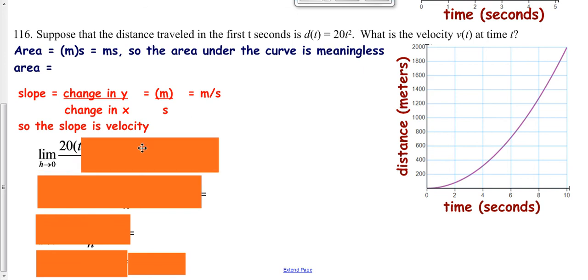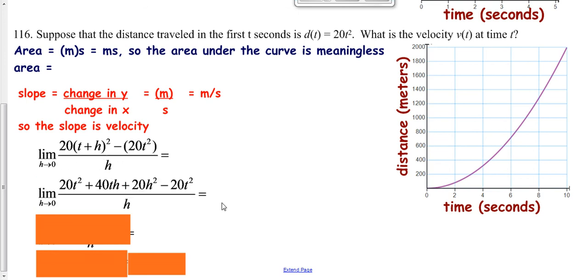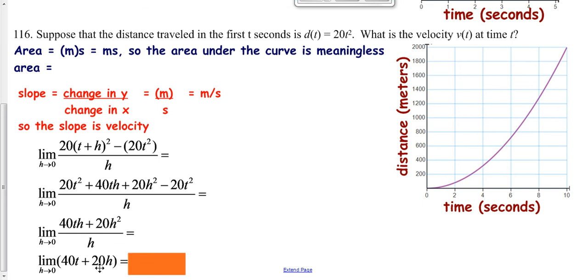So we've got to go to the limit of 20 times t plus h all squared minus our original function over h. FOIL out the top, distribute through the 20. Our 20t squareds drop. Now everything has an h in it. We can drop the h's out.